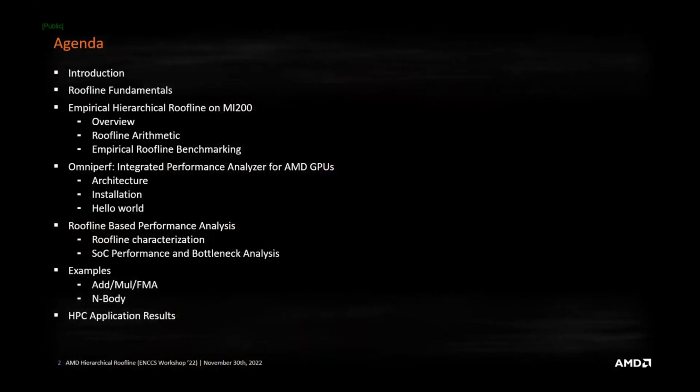So it's kind of a packed agenda, a lot to go over. First, I'm just going to go over an introduction to the Roofline, sort of a Roofline 101 course, to get everyone on the same page. And then I'm going to run through how we can generate this empirical Roofline on AMD hardware specifically. I'm going to go over this new tool, OmniPerf, which is publicly available, and show you how we can collect the performance and visualize it in this framework. And then finally, we're going to go through some examples. Start off with some simple synthetic workloads like add, multiply, FMA, and then step up to a proxy app, an n-body proxy app, and then finish with some HPC application results.